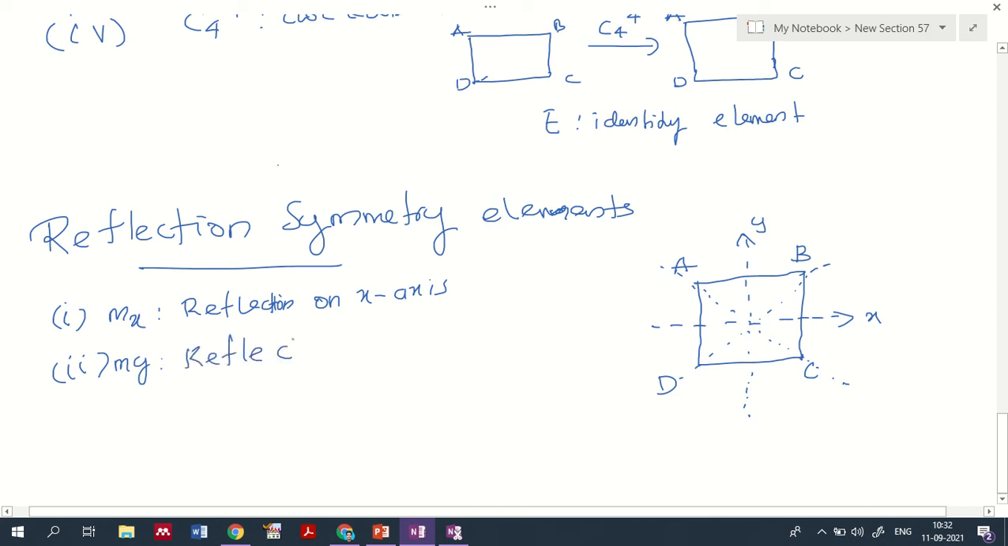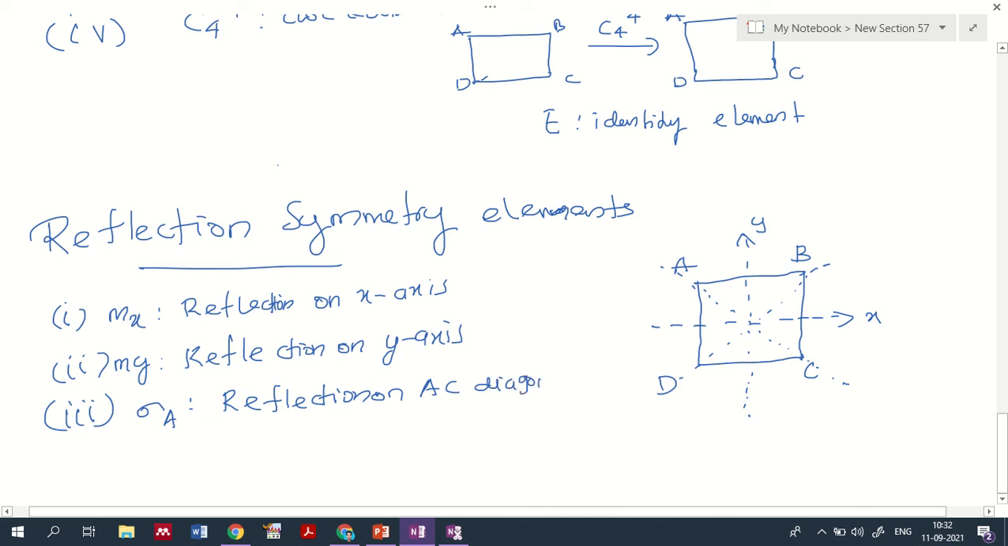Then we also have MY, which is a reflection on y-axis. The third one is noted as sigma A. Sigma A means the reflection we observe while placing a mirror along the AC diagonal axis. And the fourth one is sigma B, the reflection on the BD diagonal axis. That means whenever you place a mirror along the BD diagonal axis.